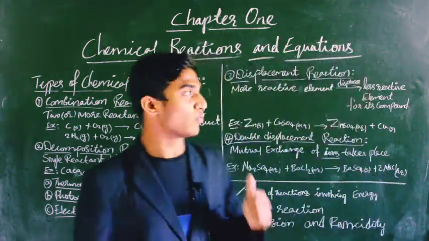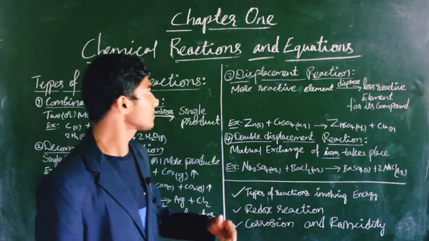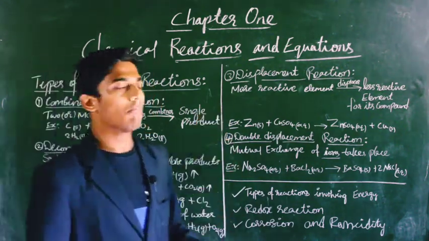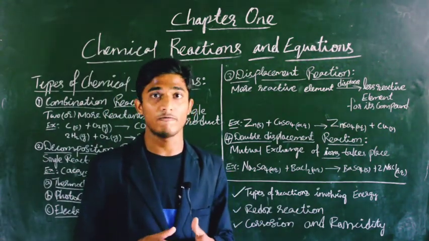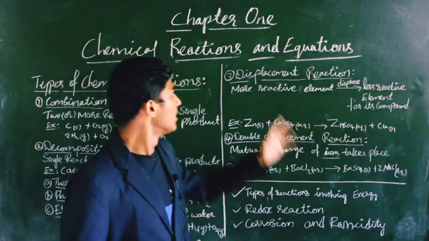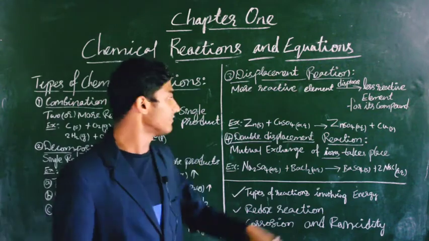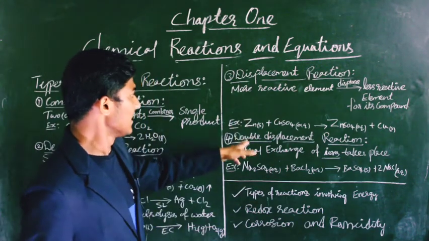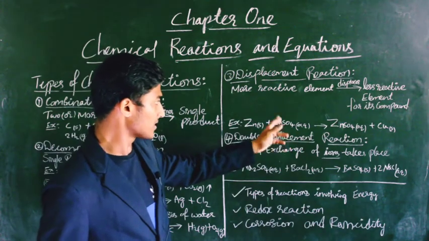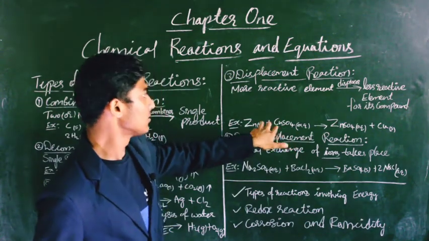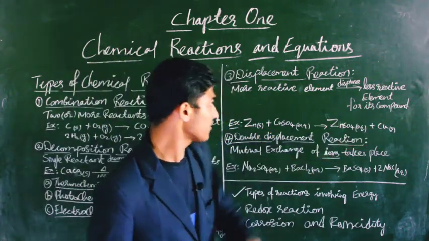Now coming to the third point, displacement reaction. What is displacement reaction? When a more reactive element displaces a less reactive element from its compound, it is known as a displacement reaction. This definition we can understand clearly with an example. Zinc reactant is joining with copper sulfate. These two are reactants combining together to form zinc sulfate plus copper.